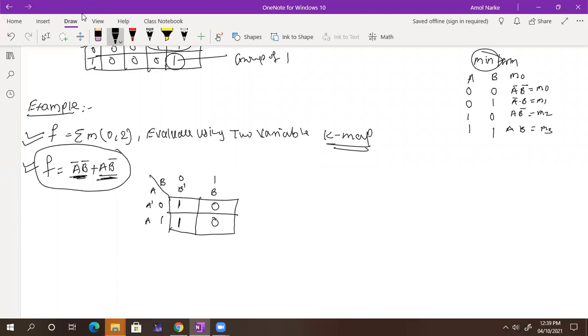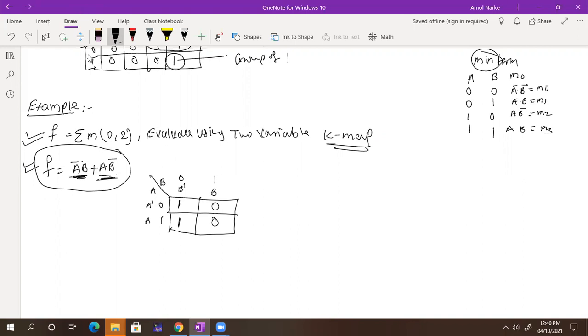A complement, B complement. So for A complement, B complement, you should write down 1. Here, what we have in the next term, A into B complement, so for A into B complement, you write down 1. And whatever the remaining, you directly write down 0.